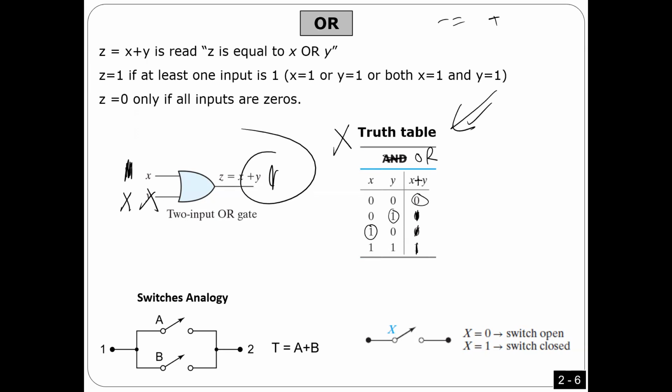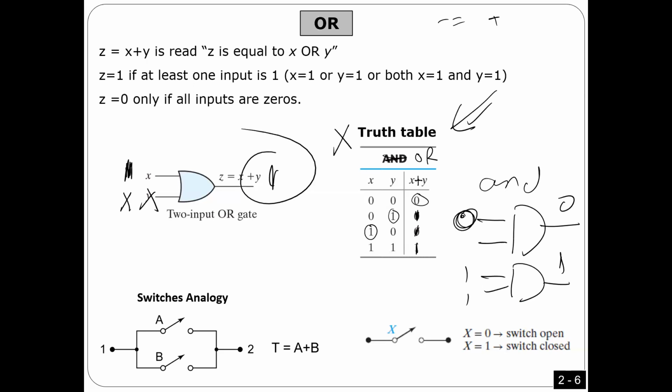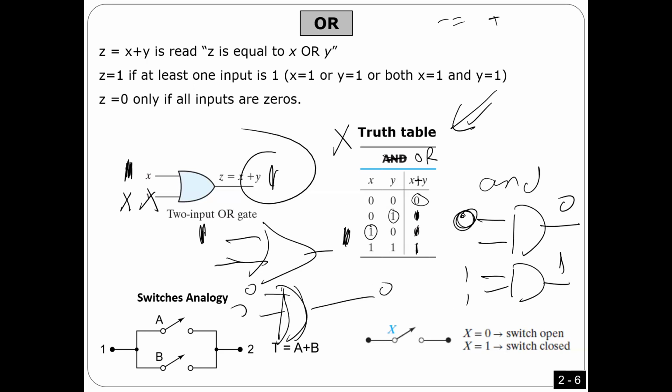So again, very simple. In case of AND, if one input is 0, the output is 0, right away. The only way to get 1 is when both of them are 1s. For OR, if one input is 1, the output is 1. At least one input. The only way to get a 0 here is when the two inputs are 0s.